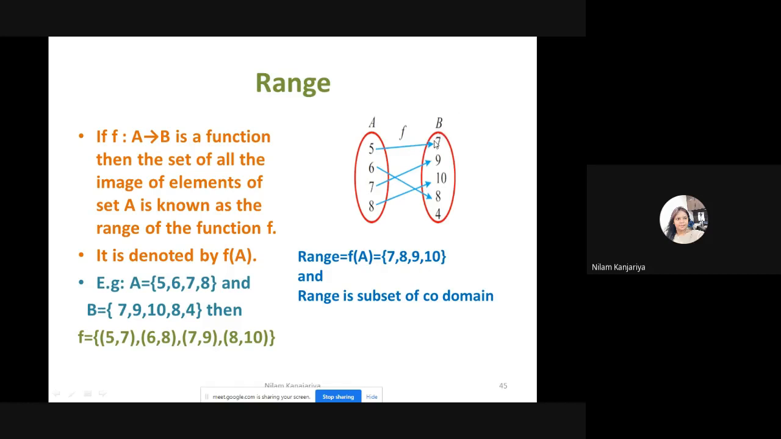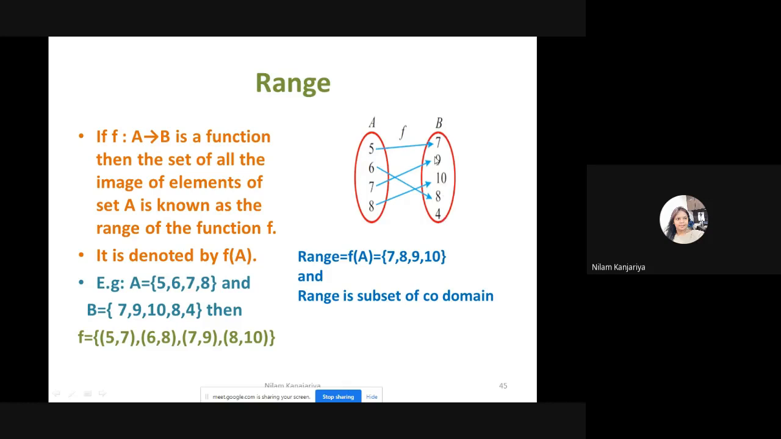So how many elements of B are making a relation with A? 7, 9, 10 and 8. 7, 9, 10, 8 are the range. You can write them in ascending order also. There is no criteria to write in the set. So what is the range? The collection of set B which is related with A.